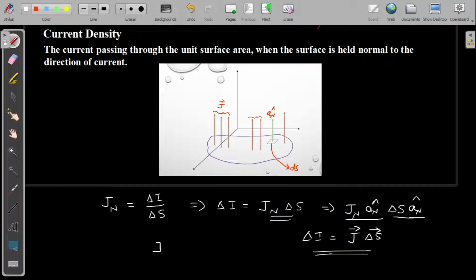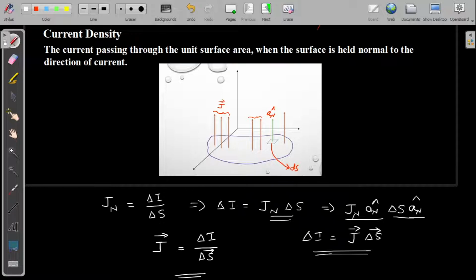And now from this, if I go back to where I started, my J vector can be represented as delta I divided by delta S vector. Generally this is true for any current and any surface, but I am taking an incremental surface to understand this better. So the current density for a small surface is given by J vector equals delta I by delta S vector. So it is a ratio of current and surface area. Once you know the amount of current passing through a given surface area, you can easily calculate the current density.